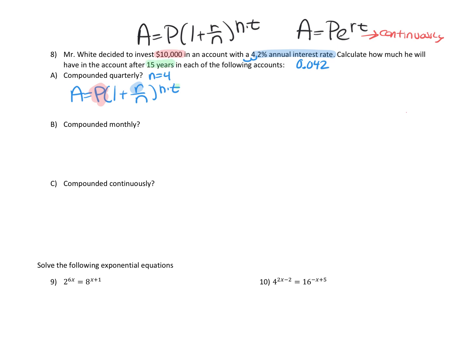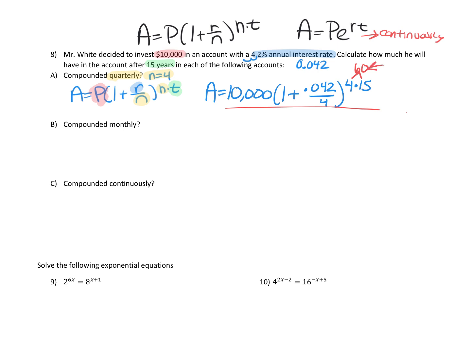15 years is going to be my time. And like we said, my compounded quarterly will be 4 times in a year, so my n goes into those 2 places. So we're going to have A equals $10,000 times 1 plus 0.042 over 4, and then 4 times 15. Now I'm going to do that 4 times 15. Make sure you put in 60 in the calculator. I'm going to type this whole thing in the calculator with an exponent of 60.